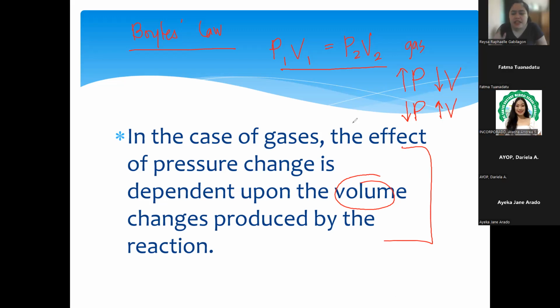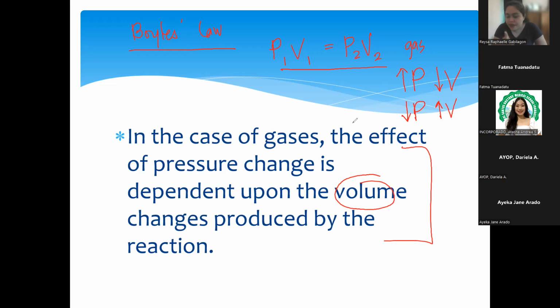Take note ha, please take note. This pressure change will only affect gases. Okay? So solids, liquids, and solutions will not be affected. So I am talking here about the gas. So if you have a gaseous substance in your system, if you change the pressure, the equilibrium will be disturbed for that gas. Okay?